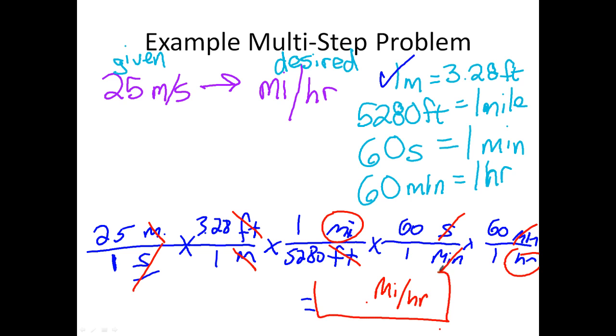And I get out my handy dandy calculator. I multiply 25 by 3.28, divide by 5,280, multiply by 60 and multiply by 60. My calculator's being slow. Come on. Almost there. 5,280 times 60 times 60. Yeah, 55.9. Around 55.9 miles per hour.